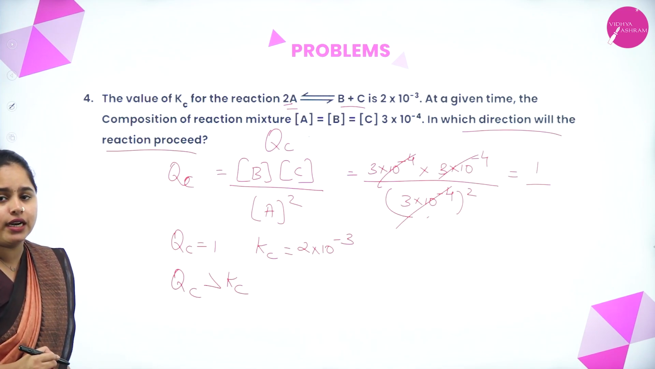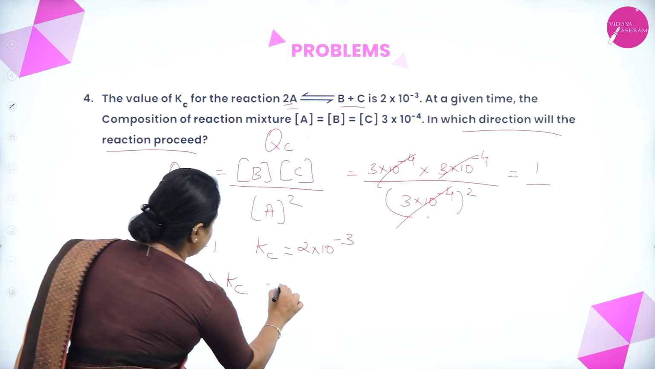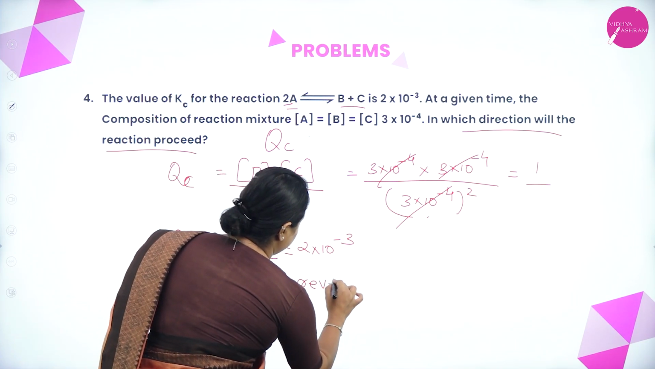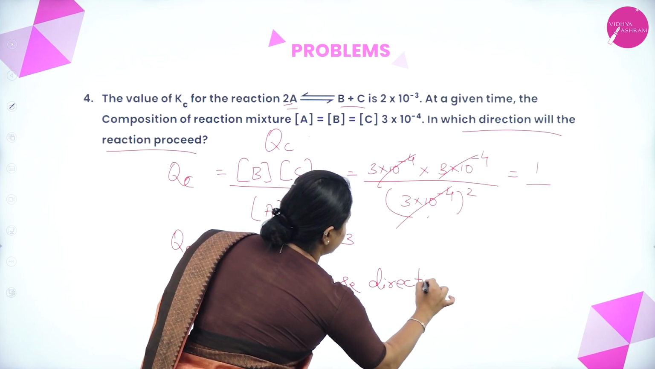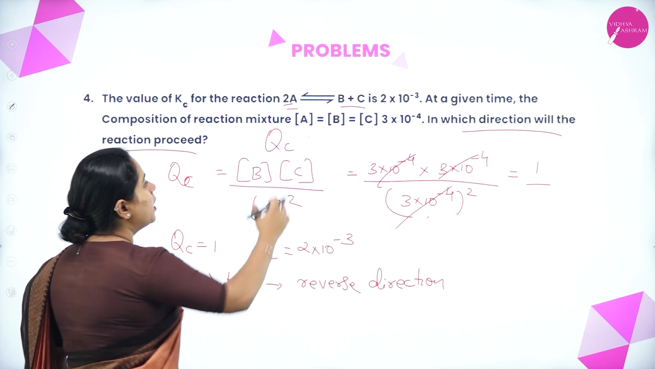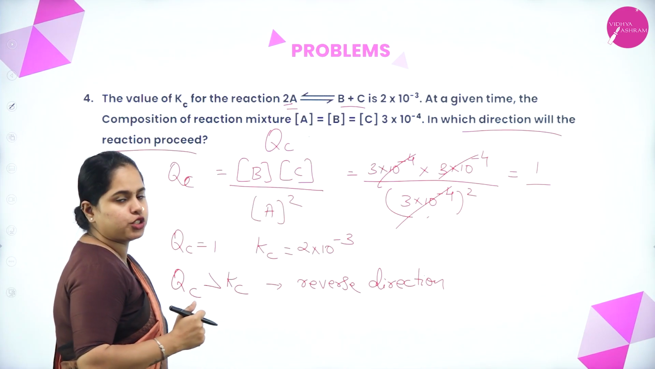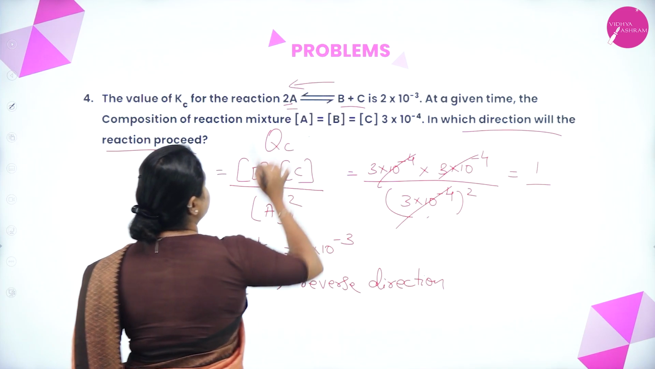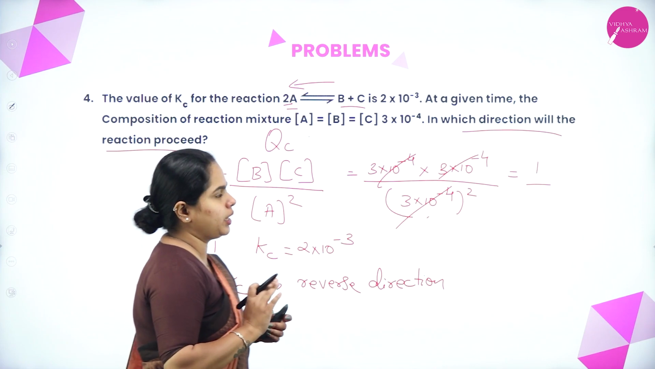So we have already studied this. If the reaction quotient is greater than the equilibrium constant, the reaction will proceed in the reverse direction. Reverse direction means, in this example, B and C will be the reactants. They will combine and form 2 moles of A. So this reaction will be preferred. Okay, so this is how you have to calculate such type of question.